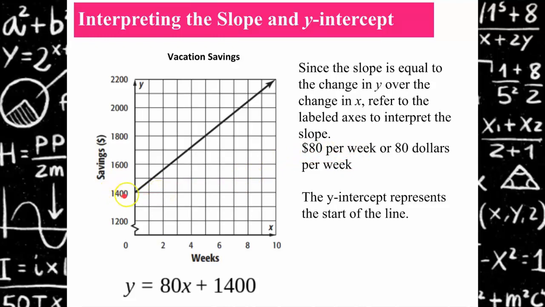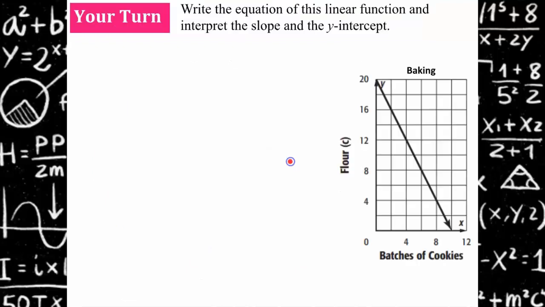Our y-intercept represents the start of our line when we're talking about a real-world problem. And we started right here at our y value of 1400. So at the beginning, initially, we had $1,400 saved for our vacation.